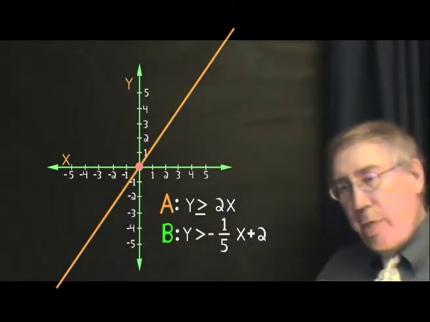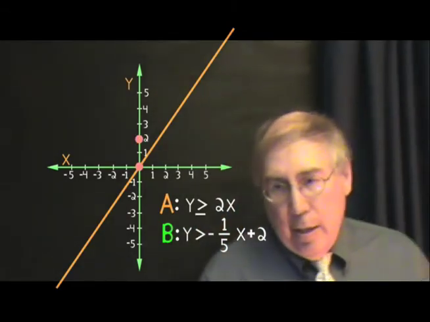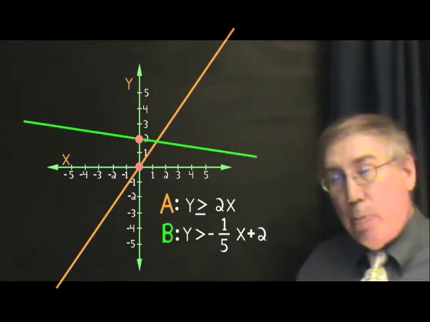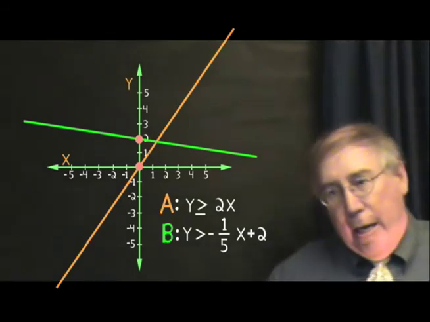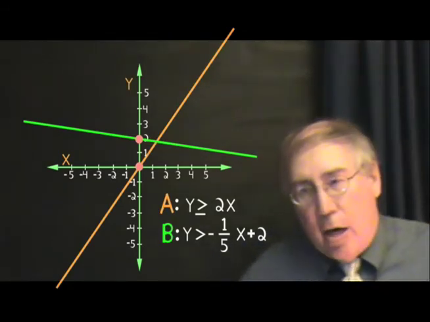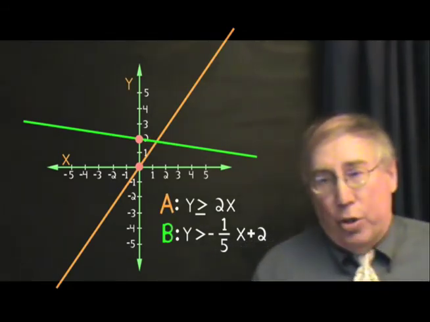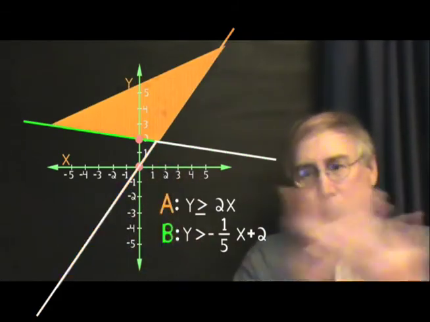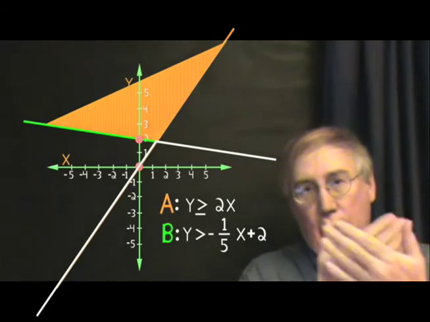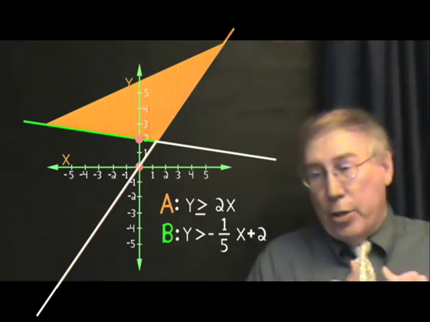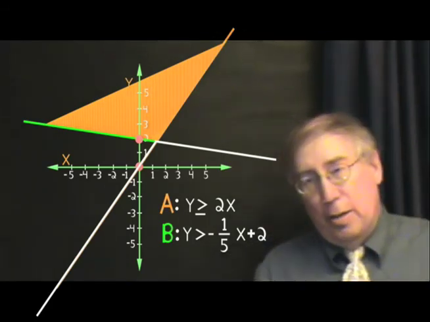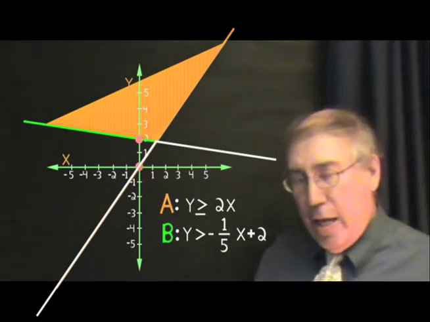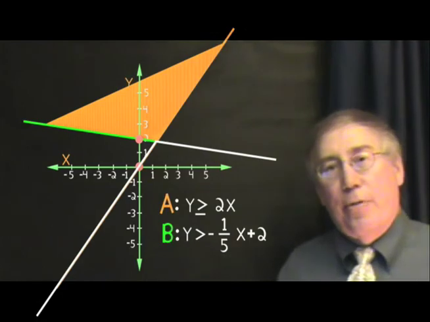And then we graph line B, which would be graph y equals -1/5 x plus 2. We want everything that's above that line. So what we're going to do is get an area where both solution sets overlap here, represented by that triangular area. So that's our solution set in the graphing of this problem here.